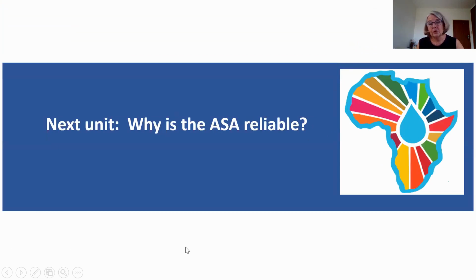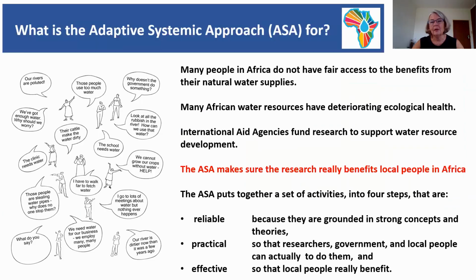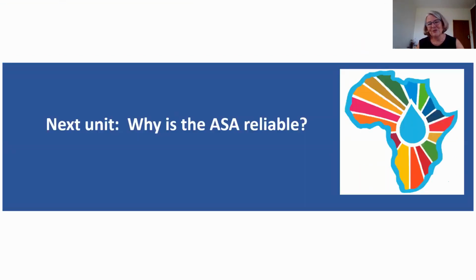And so the next unit is going to be answering the question, why is the ASA reliable? If we go back here, that means we're going to be looking at the concepts and theories that ground the adaptive systemic approach. And I look forward to seeing you in the next subunit.